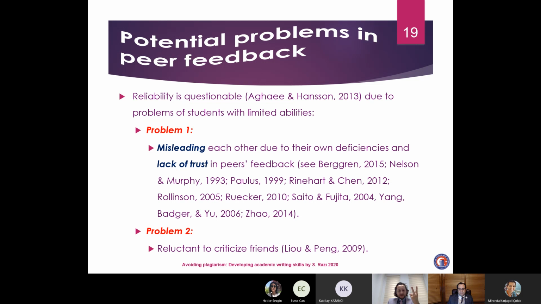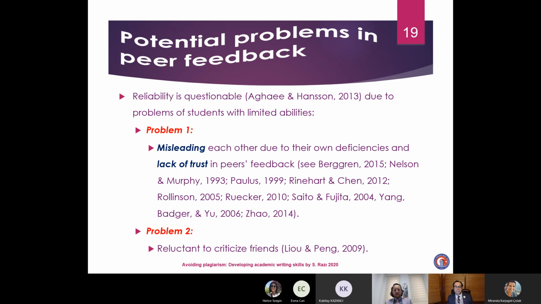Two problems that I identified. One problem is that students will be misleading, some students will be misleading each other. And we will talk about lack of trust here.